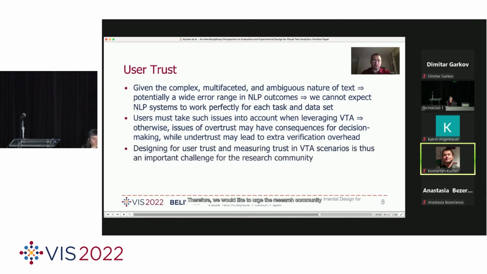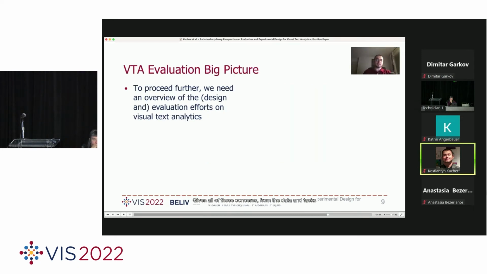Therefore, we would like to urge the research community to take the issues of user trust into account for the VTA design purposes. But we should also mention that measurement or evaluation of user trust for such solutions is an open challenge on its own. Given all of these concerns, from the data and tasks to the NLP and VIS techniques, as well as the user trust considerations, the next challenge that we could name is to come up with an overview of the existing body of work on design and specifically evaluation of visual text analytics.